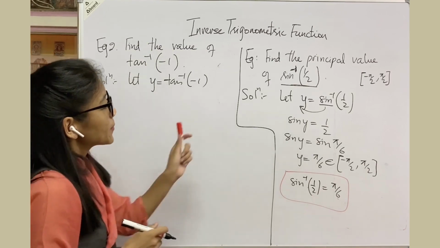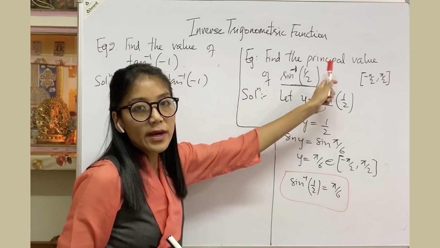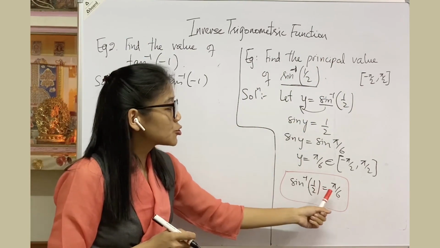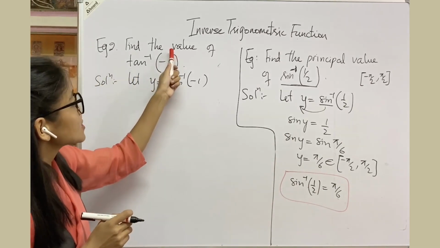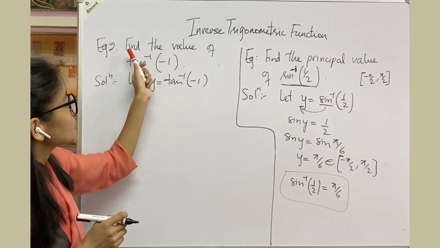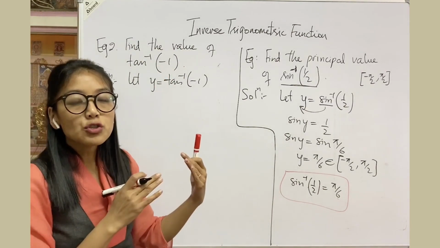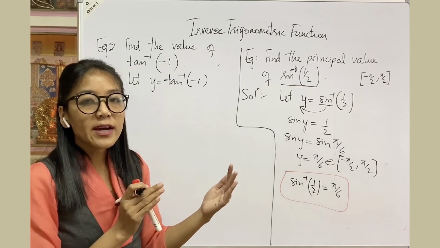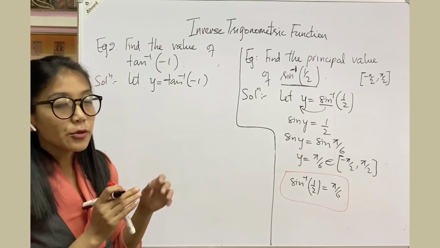Okay, now one thing. In the first example, you were specified that you have to find the principal value, which means the value you get here should lie within the principal branch, okay? Even if it is not specified, you're just asked here to find the value of this inverse trigonometric function. Here also you have to find the principal value, okay? So whether it is specified or not, you always have to find the principal value, okay?